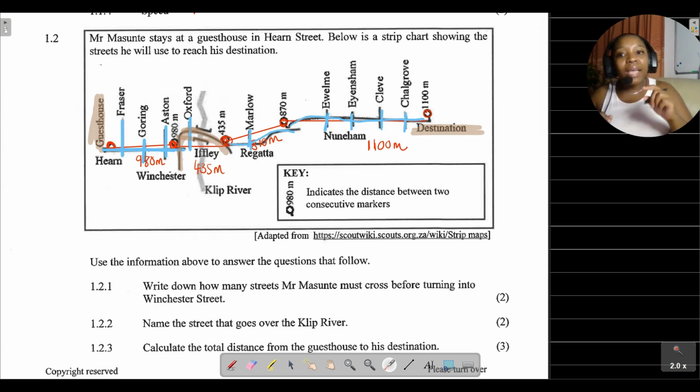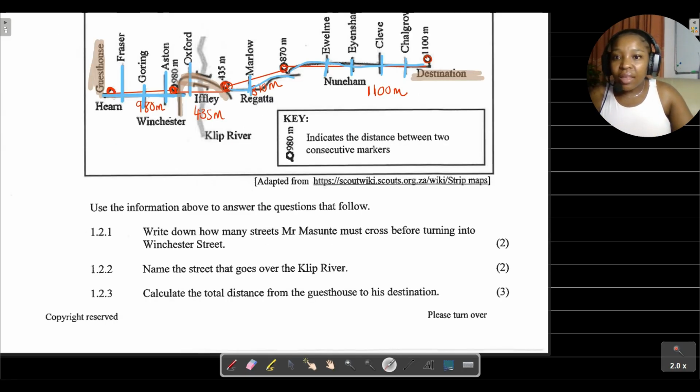Then we can basically see that with the horizontal streets, they put the names horizontally like that. But with the vertical streets, they put the names vertically like that. Very important that we take note of that. I think now we're more than ready to have a look at the questions that are given to us.